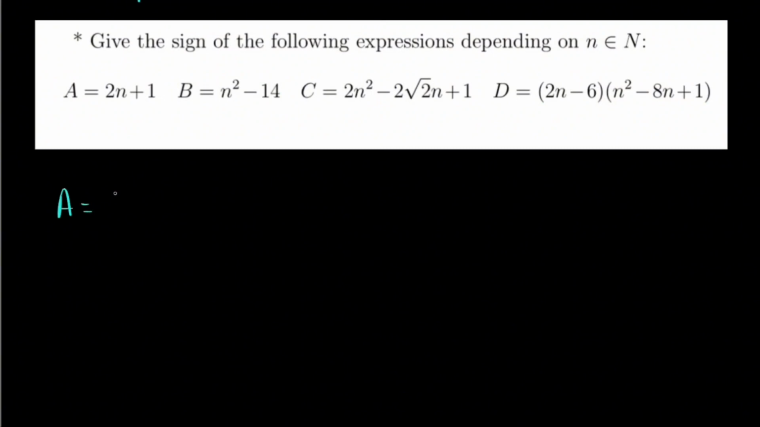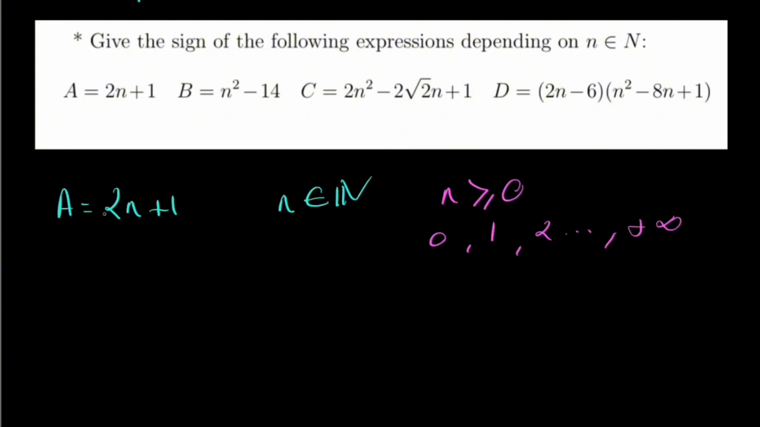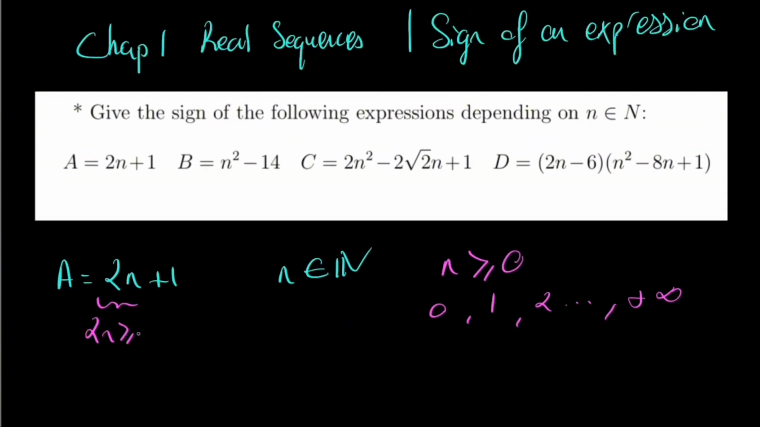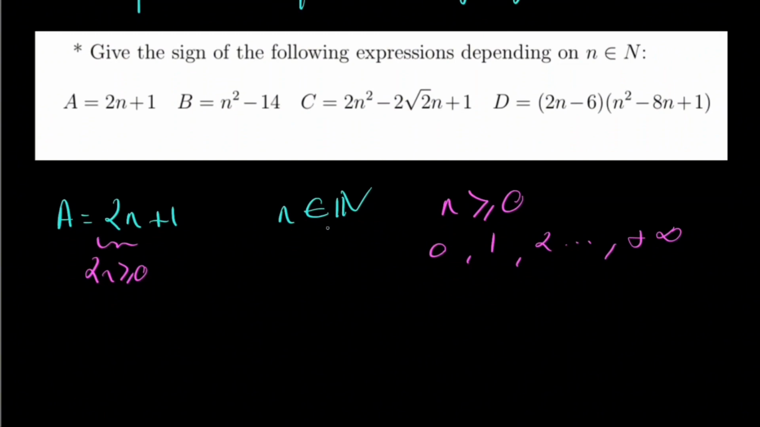So a is equal to 2n plus 1, with n an integer. We know that n is superior or equal to 0, so it can be 0, 1, 2, until infinity. As 2 is also positive, we've got 2n superior or equal to 0 for all n, and it's equal to 0 when n is equal to 0.